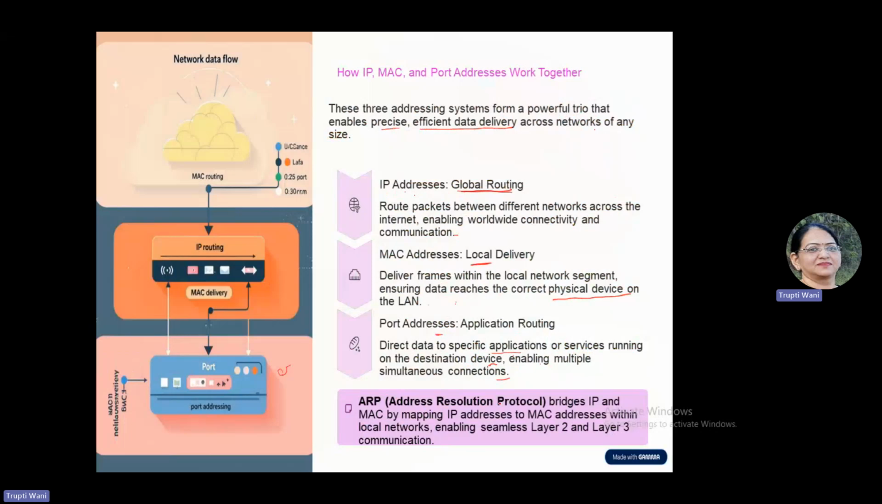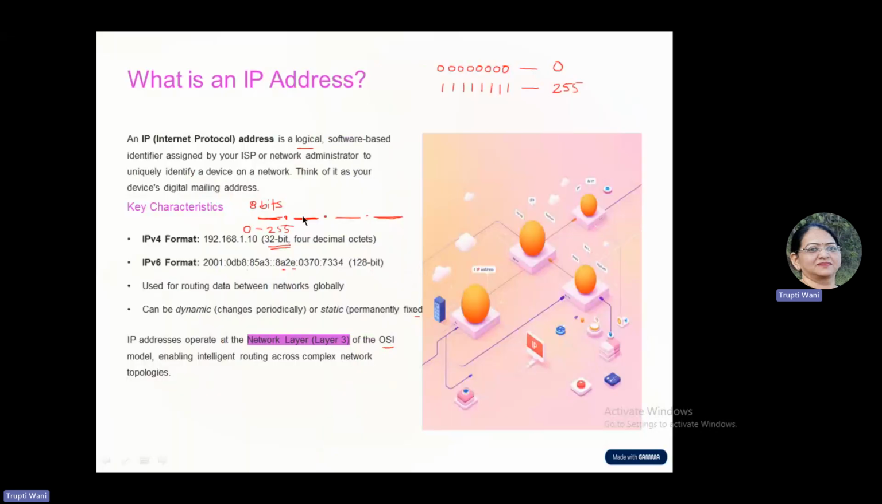ARP, Address Resolution Protocol, bridges IP and MAC by mapping IP address to MAC address within the local network. So ARP is a protocol that maps both the IP address and the MAC address.